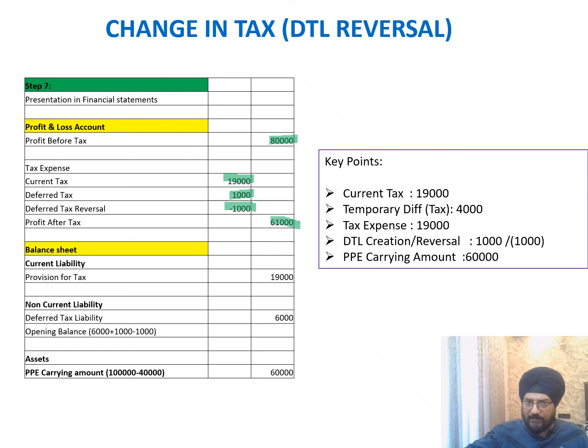My provision for tax is 19,000. Non-current tax liability is 6,000: opening amount plus 1,000 additional creation minus 1,000 reversal because of my rate change. So my closing is still 6,000. My PPE carrying amount is 1 lakh minus 40,000, which is 60,000. My current tax is 19,000. Temporary difference is 4,000, DTL created on it 1,000. DTL reversed because of the rate difference. Tax expense is 19,000 and my carrying amount is 60,000.